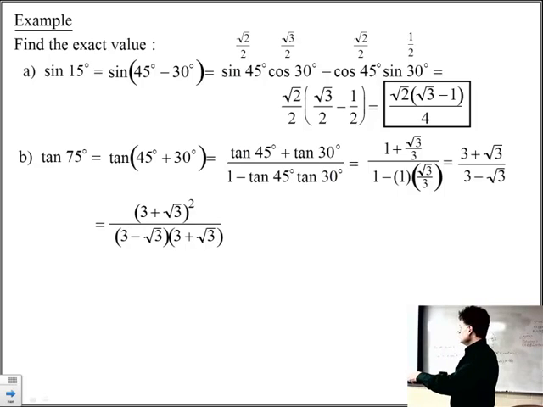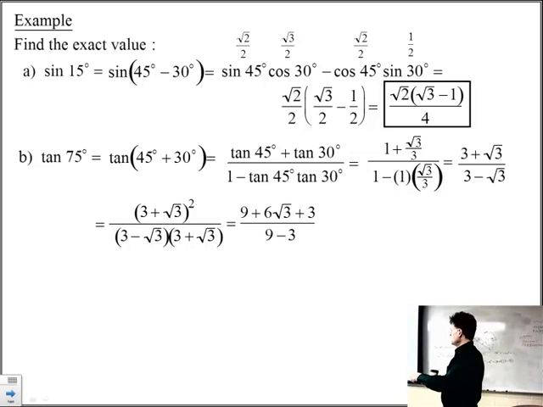So we do that, we get this, and now I have the difference of two squares. This is going to be what? It's going to be 3 squared minus root 3 squared. So that's 9 minus 3, so that's 6 on the bottom. And expanding this on top, I get 3 squared, which is 9, plus 2 times 3 times root 3, that's 6 root 3, and then plus root 3 squared, which is 3.